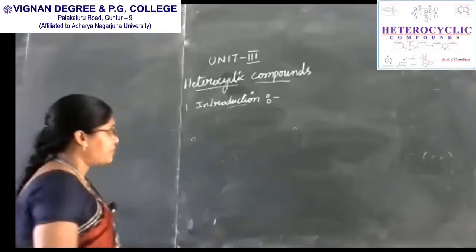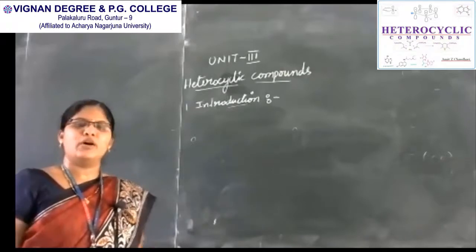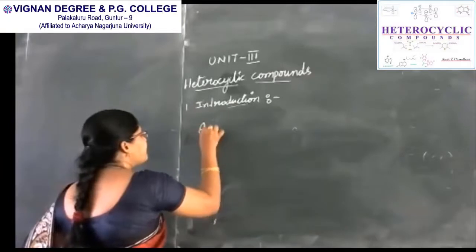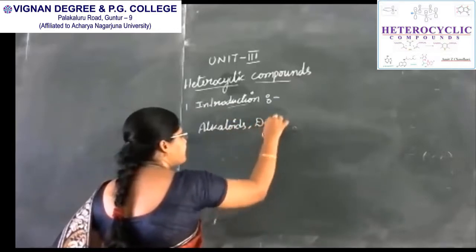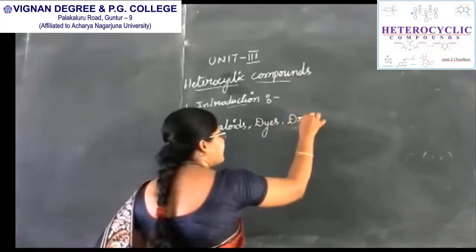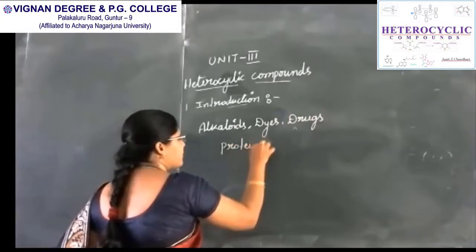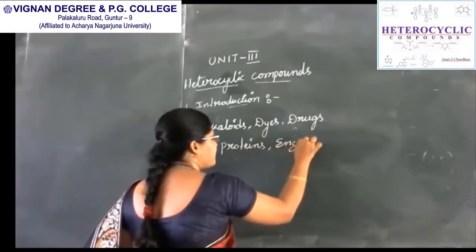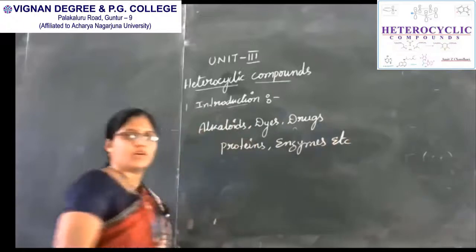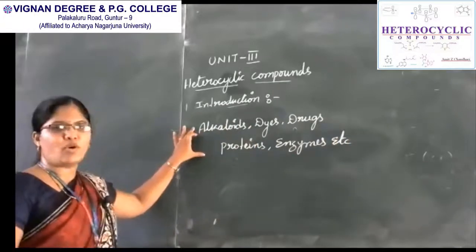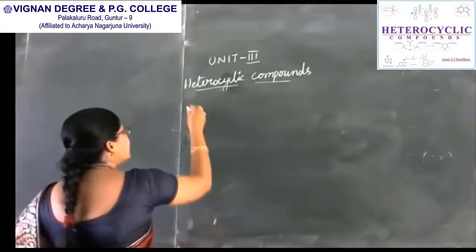These heterocyclic compounds are abundant in plant and animal products, for example, alkaloids, dyes, drugs, proteins, enzymes, etc. All these are representatives of heterocyclic compounds. And let us see the definition of heterocyclic compounds.